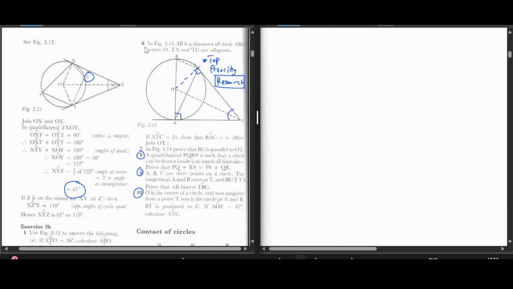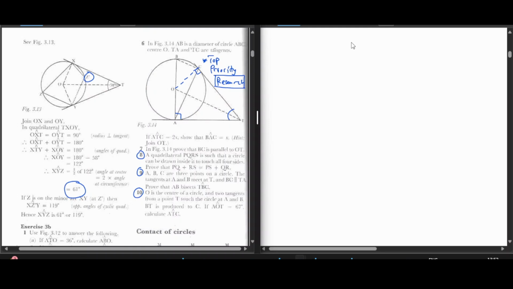So, if we read the question in fig 3.14, AB is the diameter of a circle ABC, center O, TA and TC are tangents. If ATC is equal to 2x, show that BAC is equal to x. So we join here, and here we have 2x.